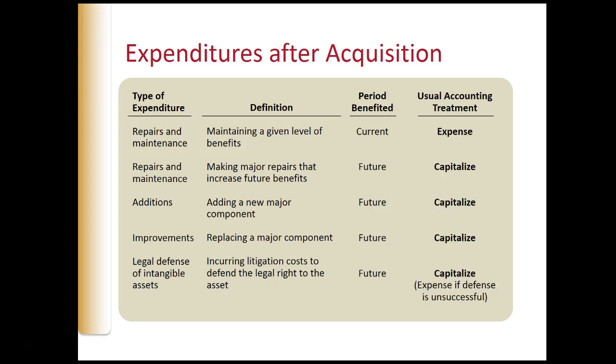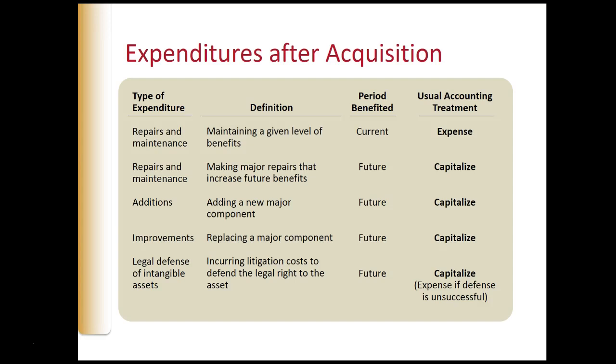We capitalize more extensive repairs that increase the future benefits of the delivery truck, such as a new transmission or an engine overhaul. Additions occur when we add a new major component to an existing asset. We should capitalize the cost of additions if they increase rather than maintain the future benefits from the expenditure.